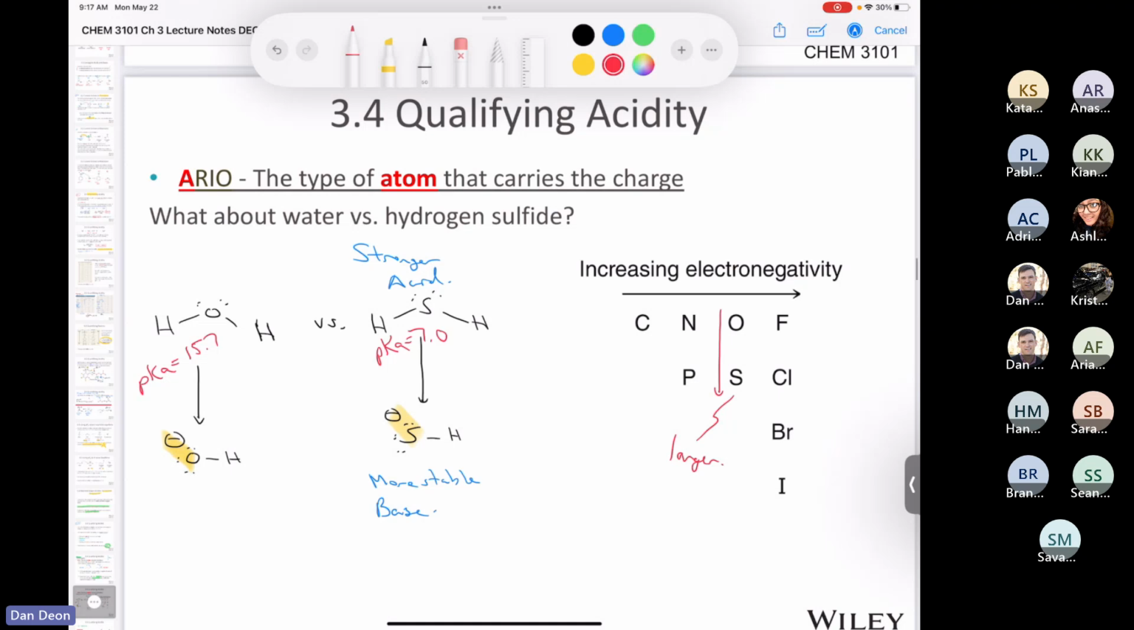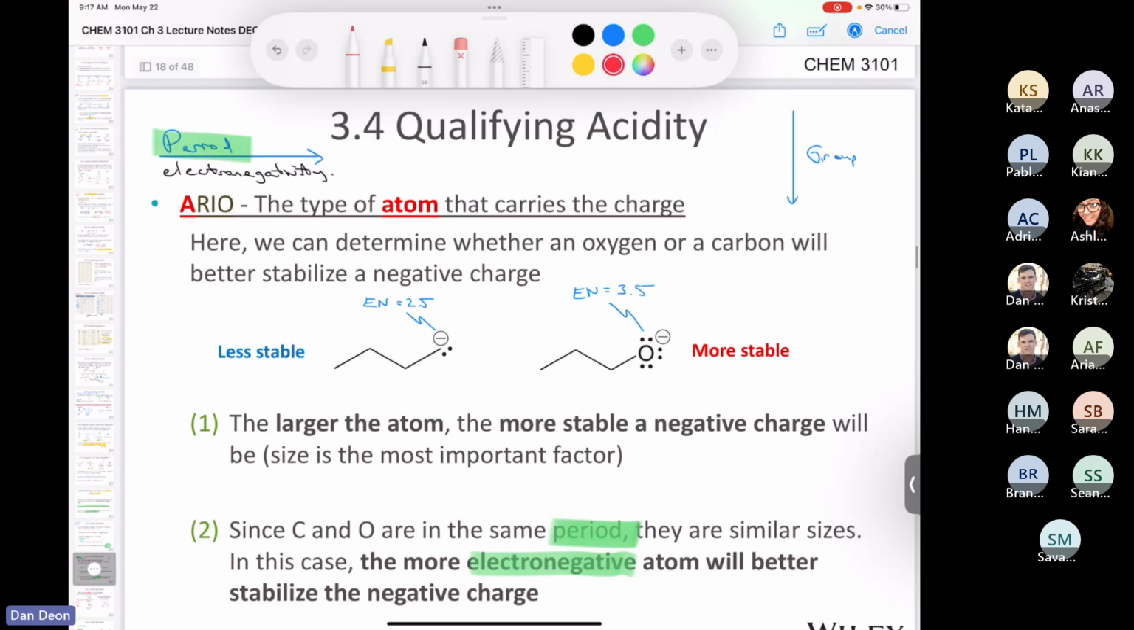more acidic. If we take a step back to this slide here, this is what's shown in the first bullet point. It says the larger the atom, the more stable the negative charge. So size is the most important factor when we're dealing with elements that are in the same group or same family. So we'll put here, size is going to be the most important factor when we have atoms that are in the same group with a negative charge.